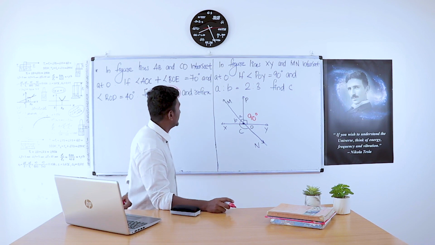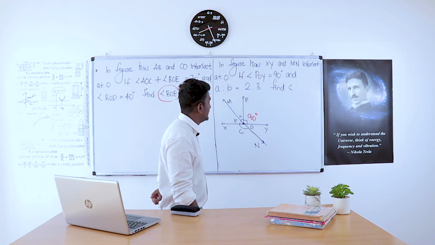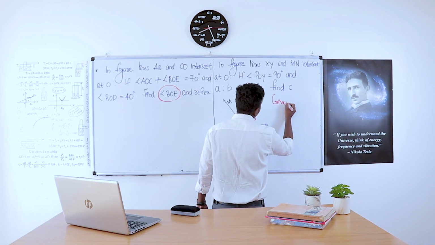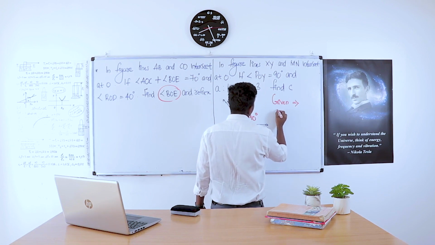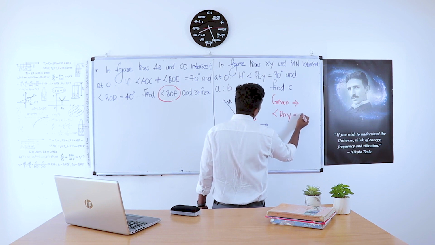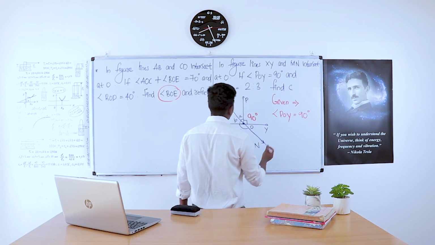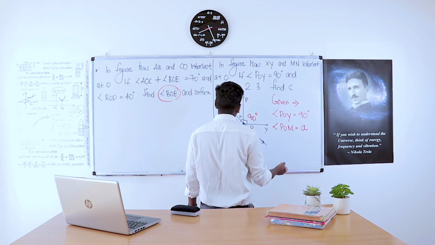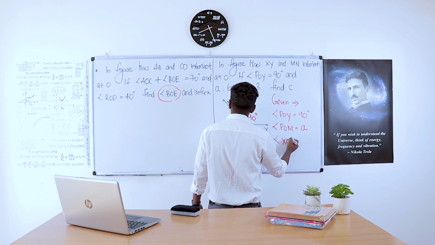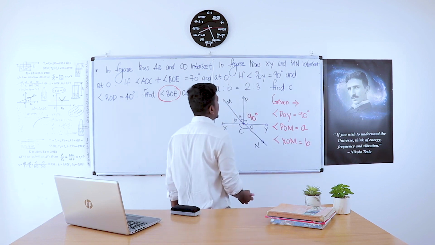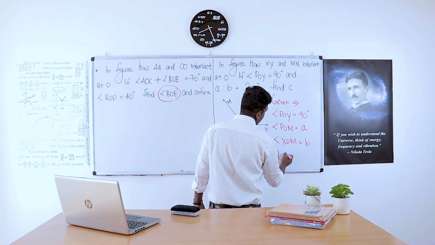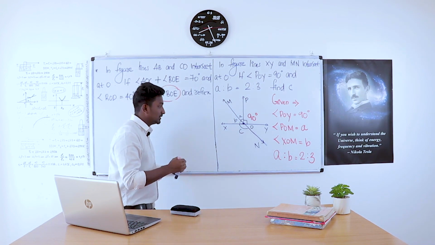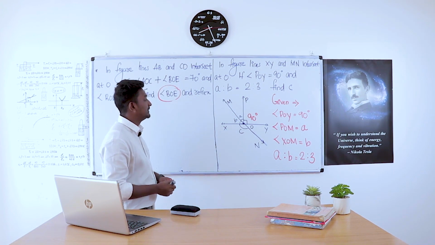How to find angle C? We can find it one by one. First, I am going to find A and B, then we can find C. The given conditions in the question: angle POY is equal to 90 degrees, angle POM is equal to A, angle XOM is equal to B, and the ratio A is to B is equal to 2 is to 3. These are all the given conditions.